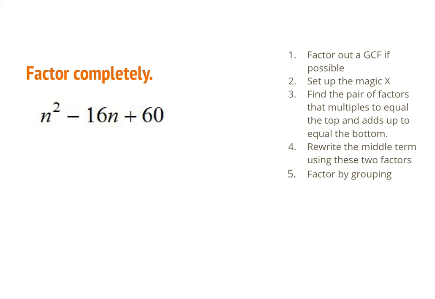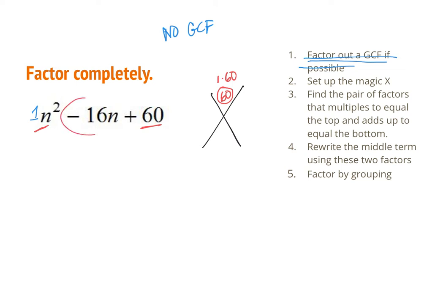So let's look at how these steps play out in a problem. I'm going to factor out a GCF if possible. Because my leading coefficient is 1, there is no GCF. So I am going to go on to step 2, set up the magic x. I will write down my x, and I will take my a times my c term. So a is 1, c term is 60. So 1 times 60 just gives me 60. Then I'm going to write down my b term. My b term is negative 16 because it says minus 16.